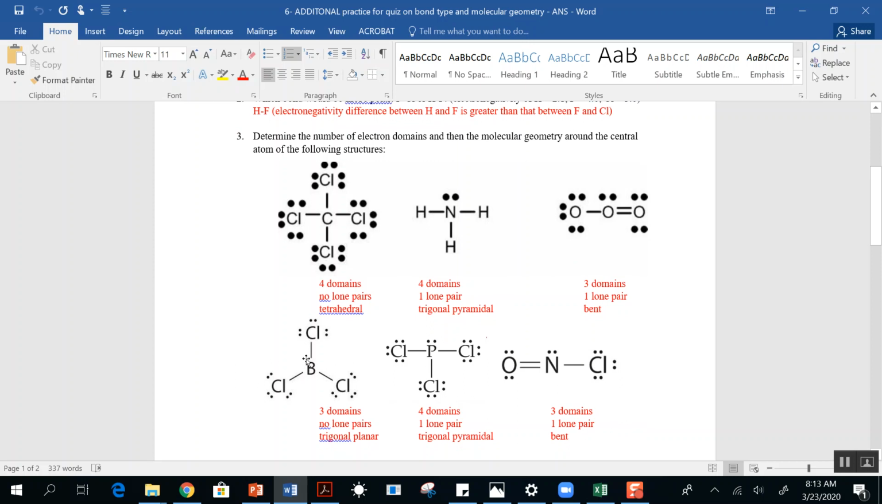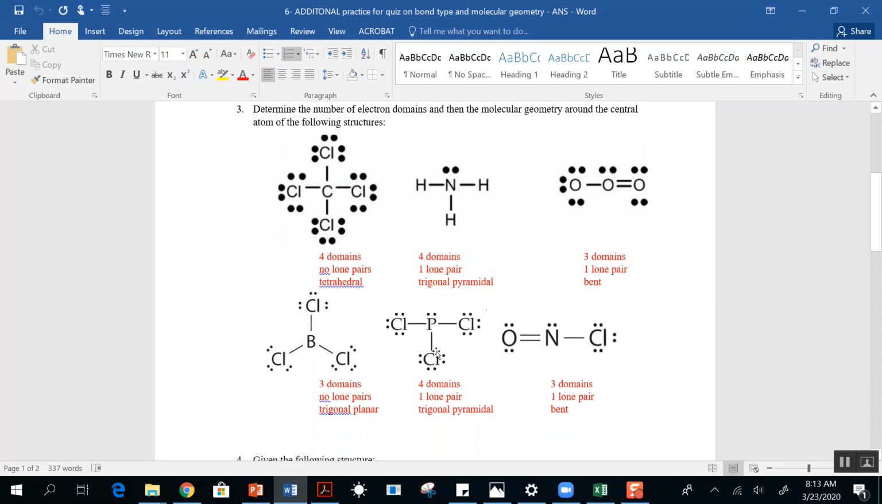Okay, this has 1, 2, 3 domains, no lone pairs, so it's trigonal planar. This one has 1, 2, 3, 4 domains. One of them is a lone pair, so this is trigonal pyramidal. This has 1, 2, 3 domains. One of them is a lone pair, so this would be bent.